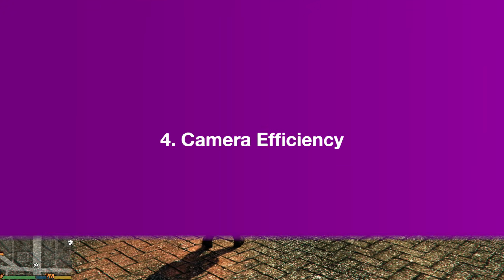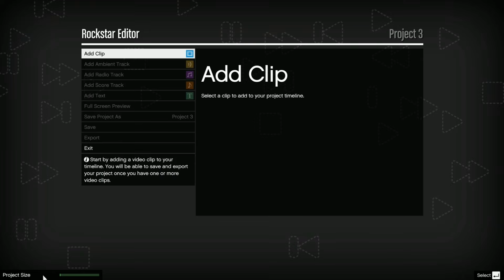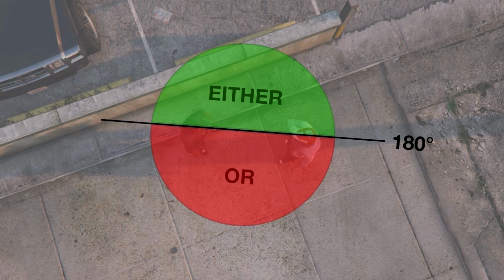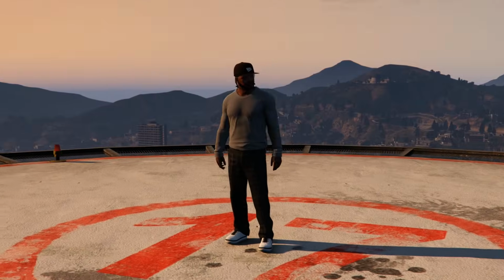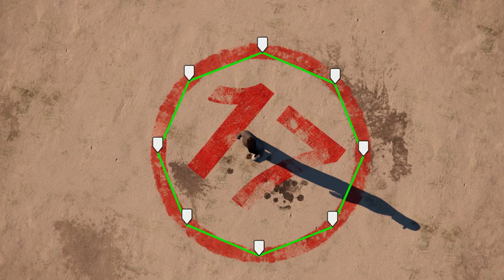Camera efficiency. You have now successfully captured your scene. The next step is to find the right angles to tell a story. I have talked about this a lot of times before, for example in my first big Rockstar Editor tutorial and in the advanced camera tutorial. Go and watch them now if you haven't. You'll learn a lot of basic and extended stuff there.